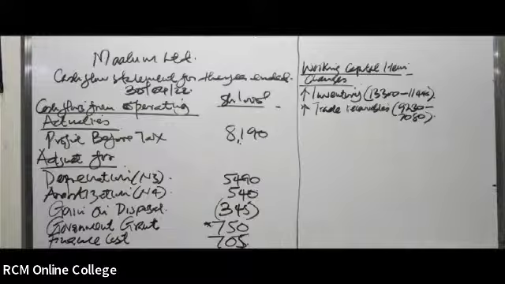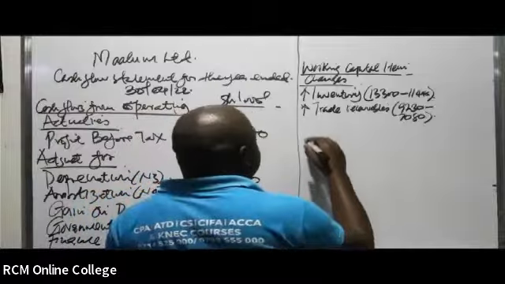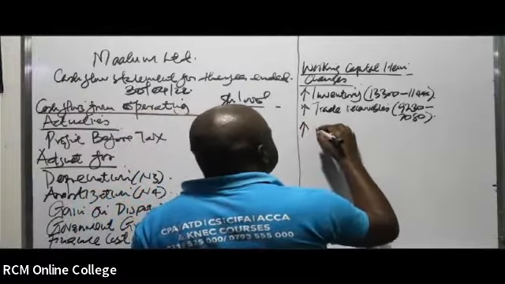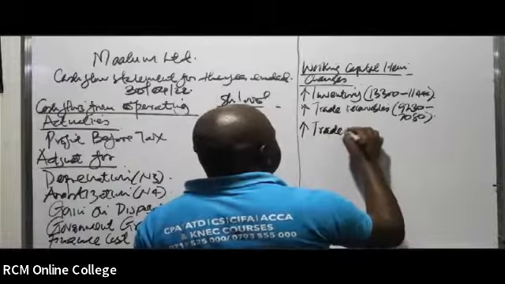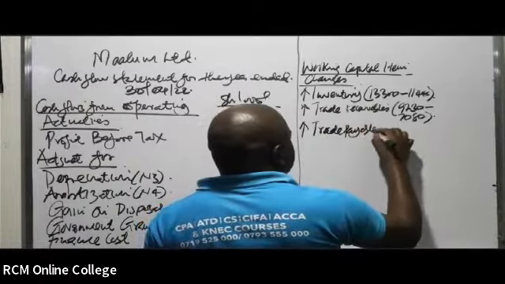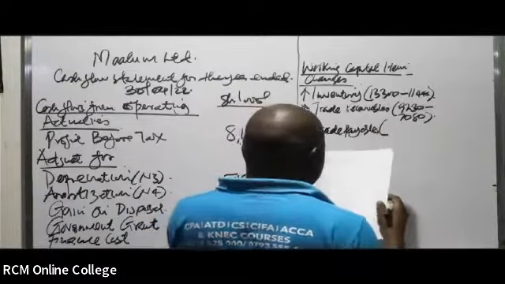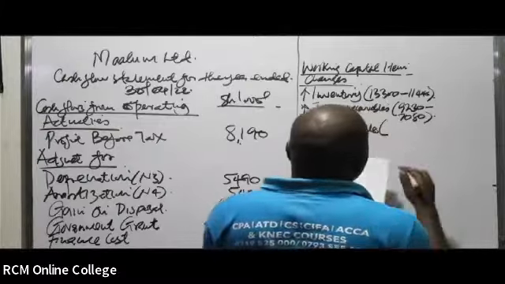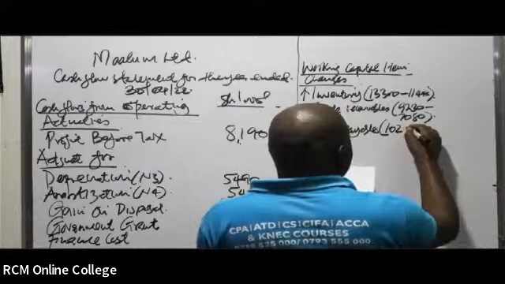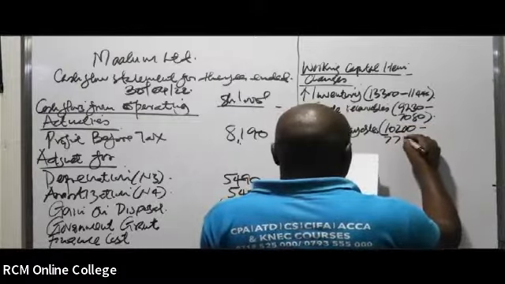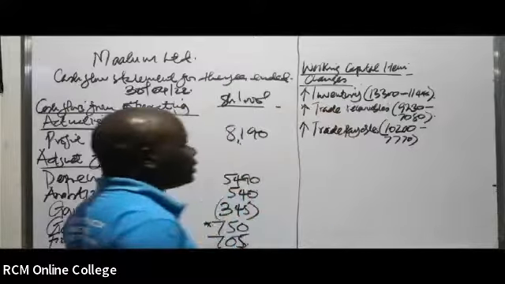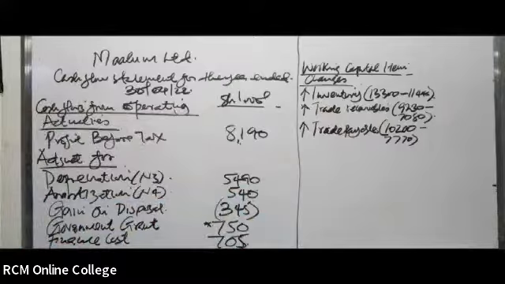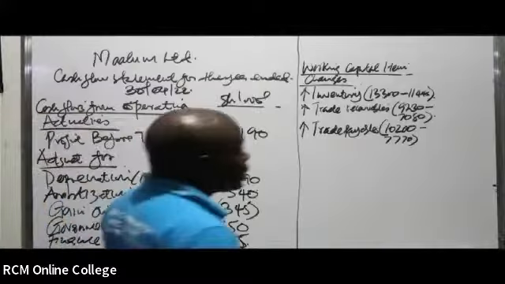For the trade payables, there was an increase, and therefore we'll add it. So we add the increase in trade payables, from 7770 to 10,200. So 10,200 minus 7770. For the increase in the inventory, you get a figure of 1855, and for the receivables 2150.